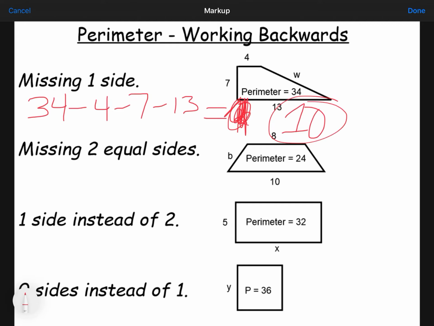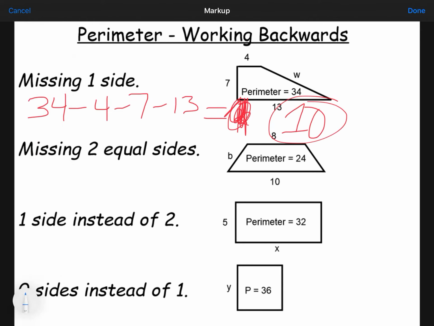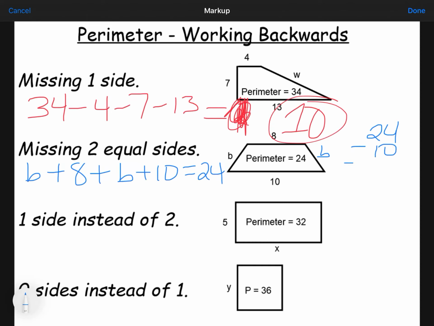Just subtract the sides until you get the only missing side left, and that's all you need to do for any of these shapes. However, it might be easier to look at these as different situations. On this one, you have 2 missing sides: b plus 8 plus another b plus 10 equals 24. You could solve that algebra equation out. It's very easy. Or you could think about it in terms of subtraction. Start with 24, subtract away 10, subtract away 8, you're left with 6. The side b is not 6. You have 2 sides of b that total 6. So you divide by 2, and b equals 3 for this problem.